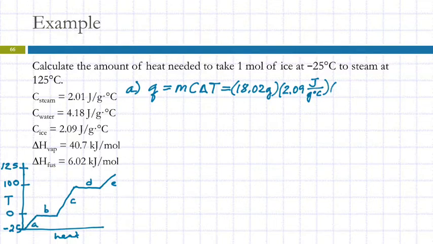The temperature change is the final temperature minus the initial temperature. I guess I should put a unit on that. It ends at 0. It began at minus 25. So that's a positive change, right?